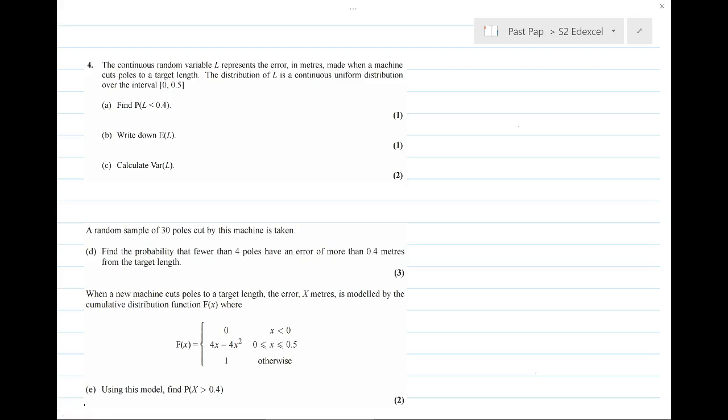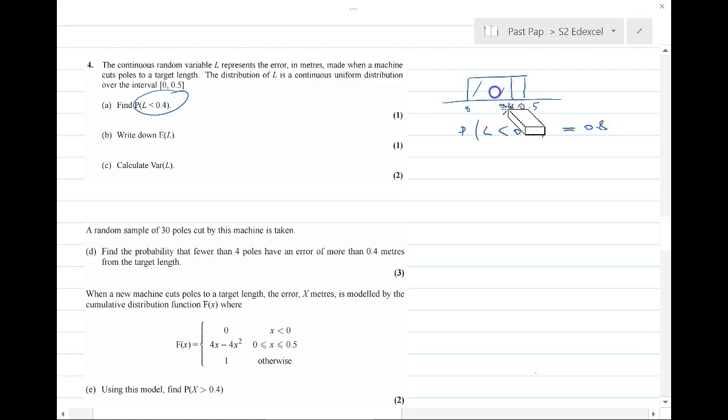Question 4 starts off with a continuous random variable, which is a continuous uniform distribution, and it's talking about errors in measurements, and it gives us that the numbers can be anywhere between 0 and 0.5. It's sometimes called a rectangular distribution, going anywhere from 0 to 0.5. The probability that L is less than 0.4 is 0.8 of the area because it's 4/5 along. No need to use a formula, it's obvious, the answer is 0.8.